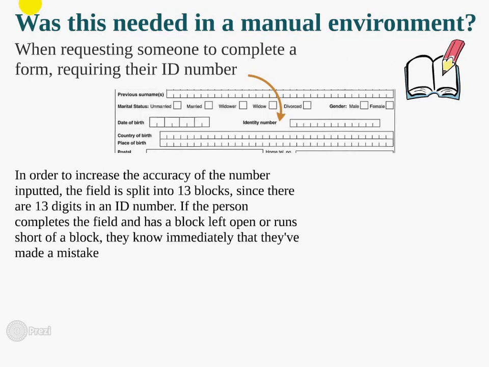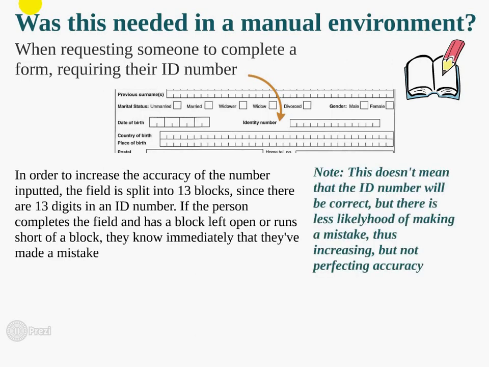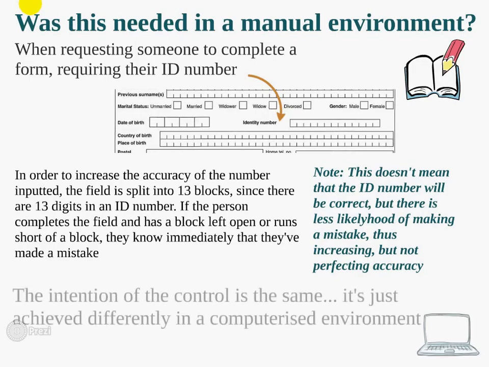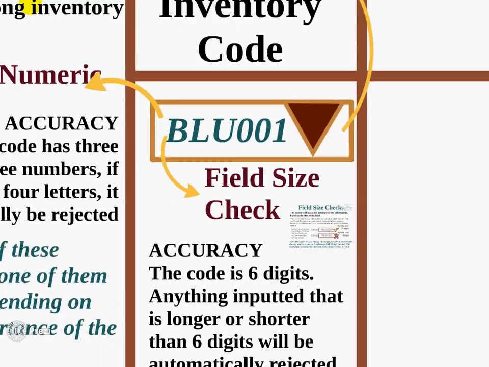Again, I want to draw your attention to the form design, the screen formats or the form design. You can see that someone has put thought into how to structure this to make sure that they get the information in a way that they need to see it. Someone had to be thinking about this. Note, this doesn't mean that the ID number will be correct, but there's less likelihood of the person making a mistake, thus increasing but not perfecting accuracy. Again, intention is the same, it's just achieved differently.